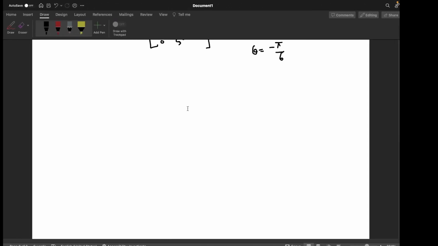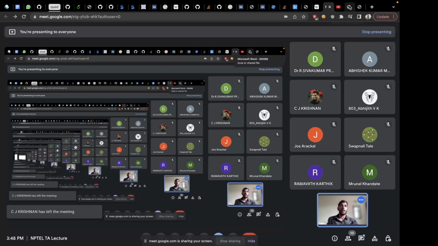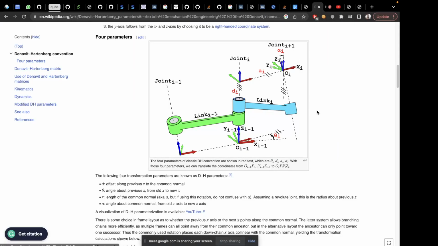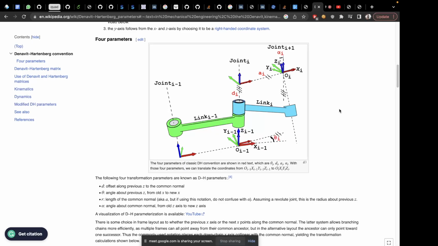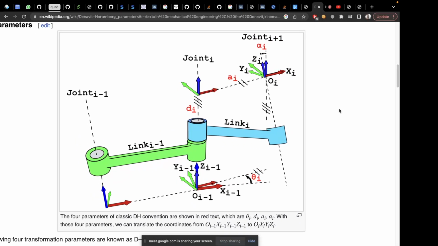So let me see if I can pull up a picture quickly. Yeah, it would take me a lot of time to draw this, so I'm just referring to this diagram here, right?